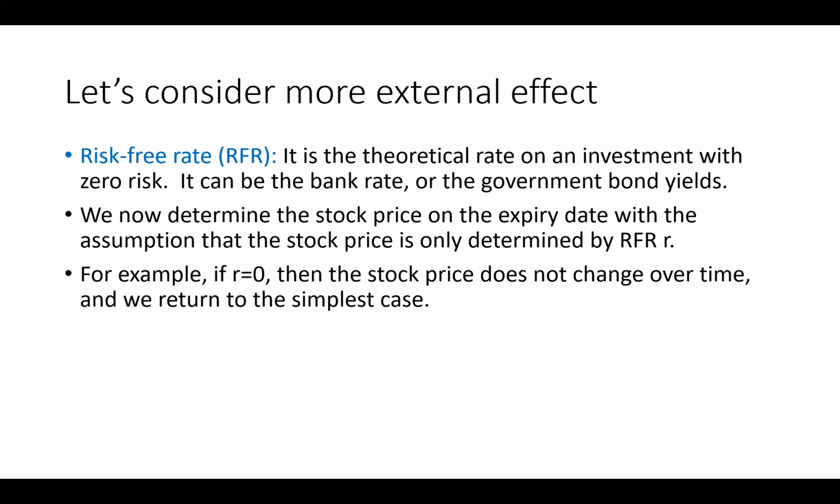There's something called the risk-free rate. This risk-free rate is an investment with zero risk. It can be the bank rate: you have a fixed deposit, and the bank will give you a rate. This rate, over a long period of time, should be fixed. Or you can buy a US bond, and then the yield will be fixed. This is the situation when Black and Scholes did their research.